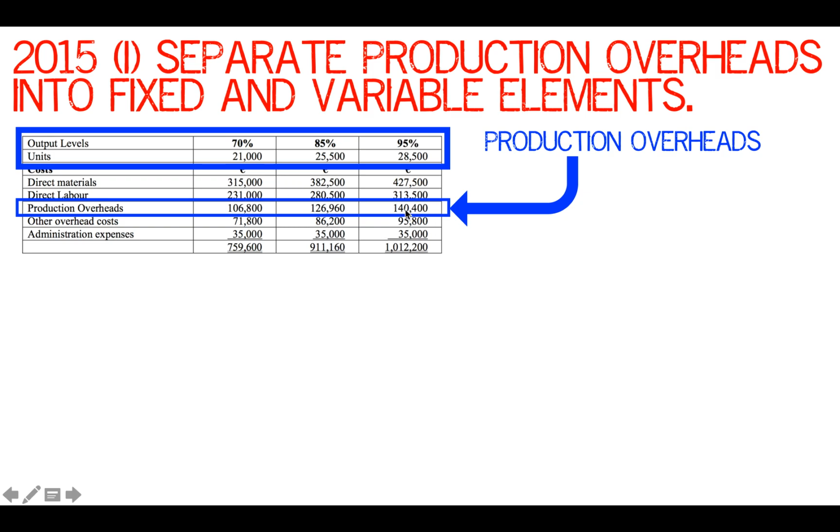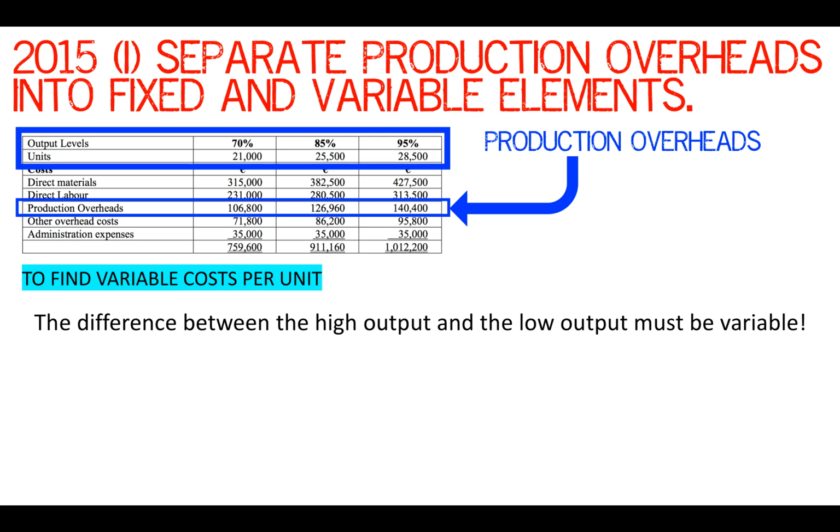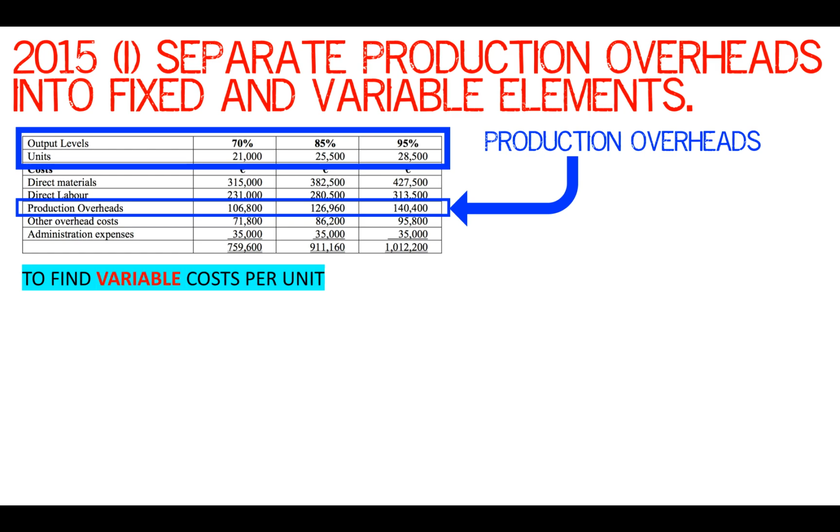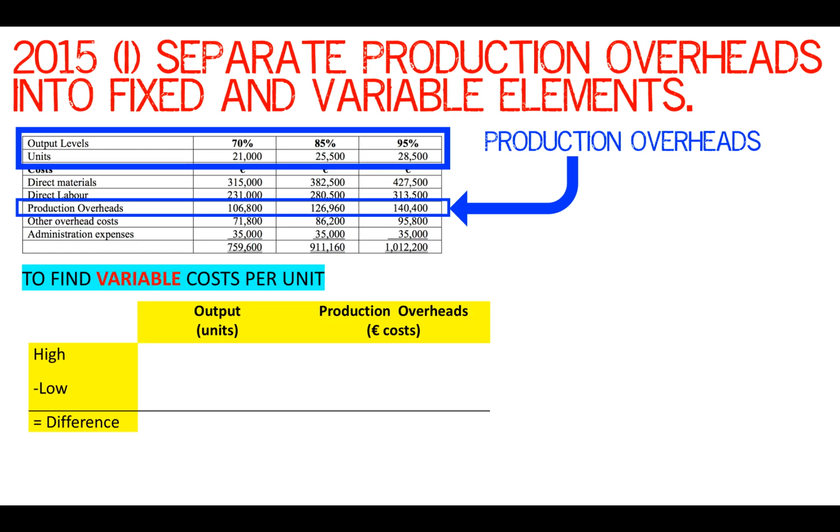The method that we use in order to separate out mixed costs is called the high-low method. If you think about it, the difference between the high here, which is 95, and the low here must be variable, because the fixed is the same here, and here, and here. So any differences between them has to be variable. Because at every stage of output, each of these fixed costs are always going to remain the same, as I've said.